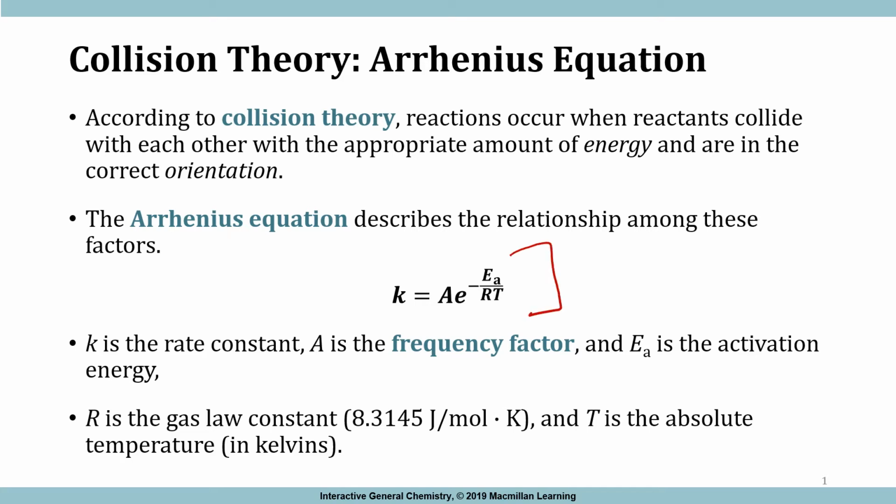k is just the rate constant. We've discussed that in the previous section. The capital A is going to be the frequency factor, and Ea is the activation energy. And then R is the gas law constant. It's given as 8.3145 joules per mole Kelvin, and T is the absolute temperature in Kelvin.